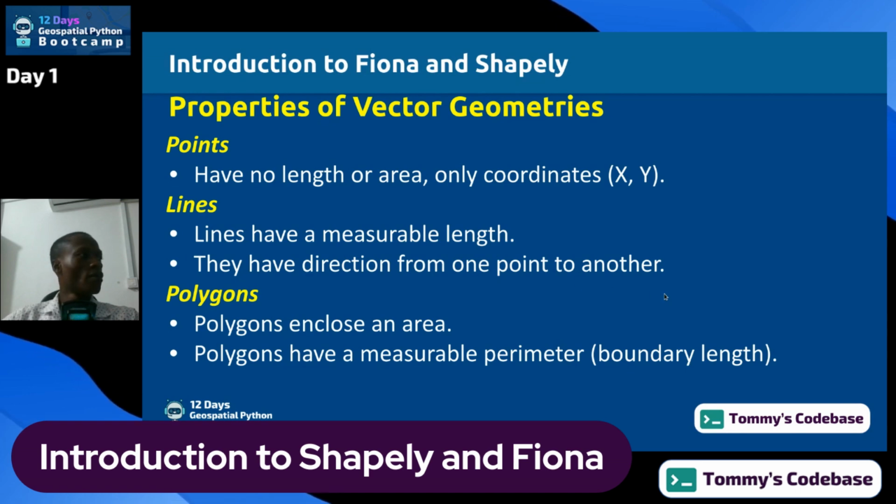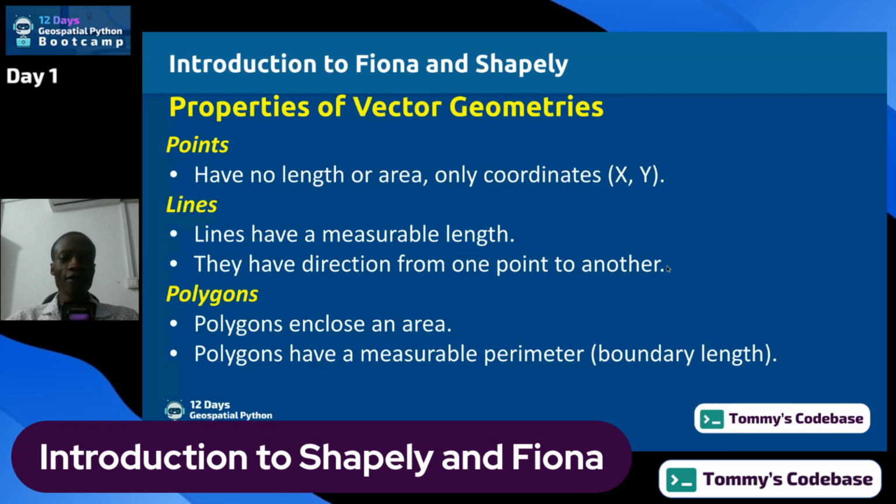Okay. So some of the properties of vector geometries. For points, points have no length or area. As I said, it's just a single pair of coordinates. So it has no area. It's just a coordinate that is just there, and that is all.